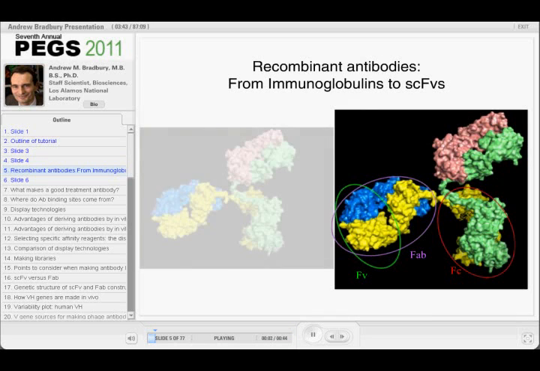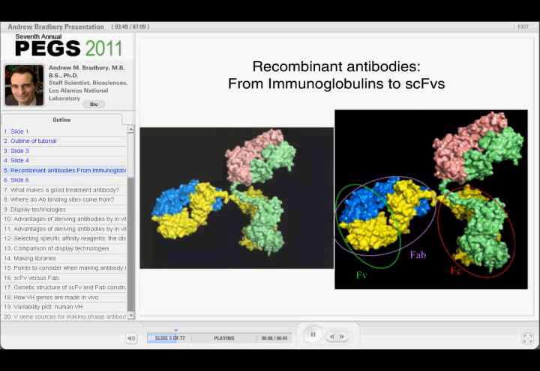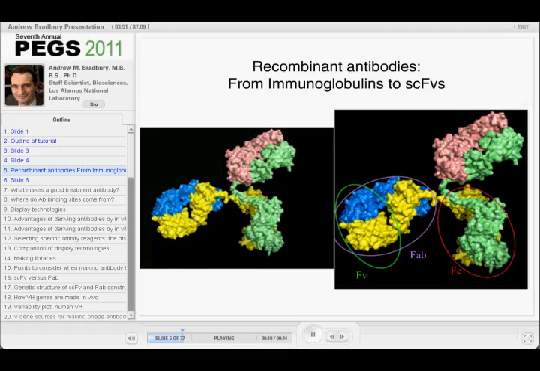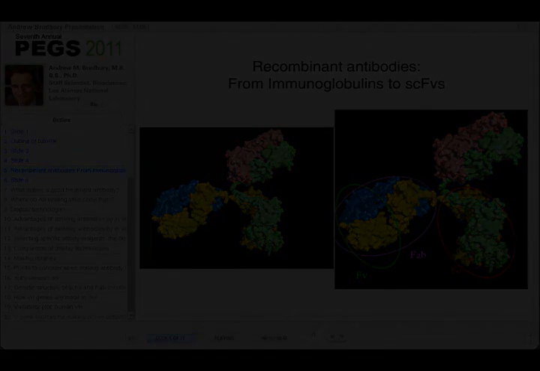Just to remind you, the structure of an antibody. This is a full-size antibody here. We have the Fc domain here, which is the portion that provides effector functions, so it binds to complement, binds to Fc receptors.